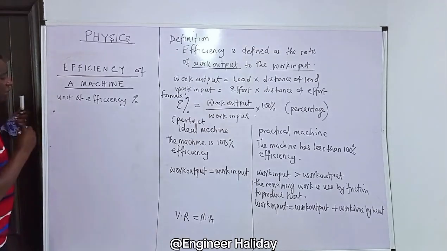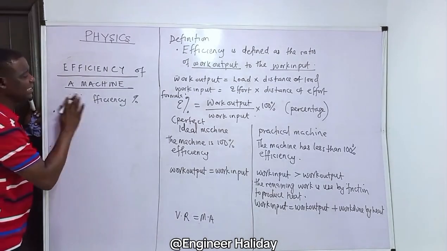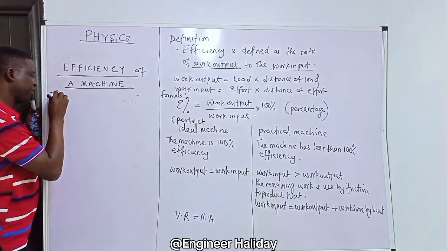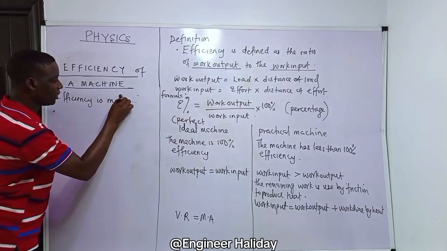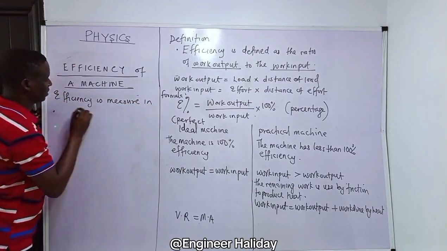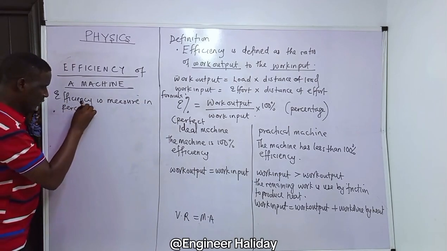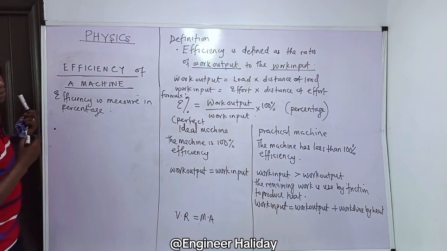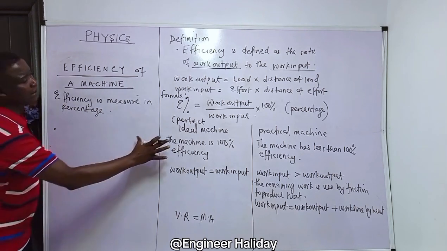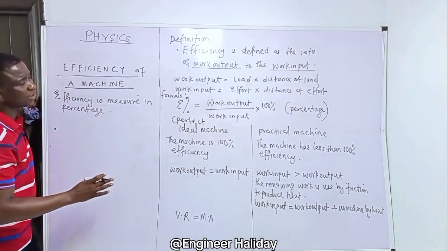So the unit now, we can say efficiency is measured, let me put it that way, in a better way, in percentage, because if I put a unit here, some people might mix it up. Now, the next thing is: in a machine, why is a machine not 100%?